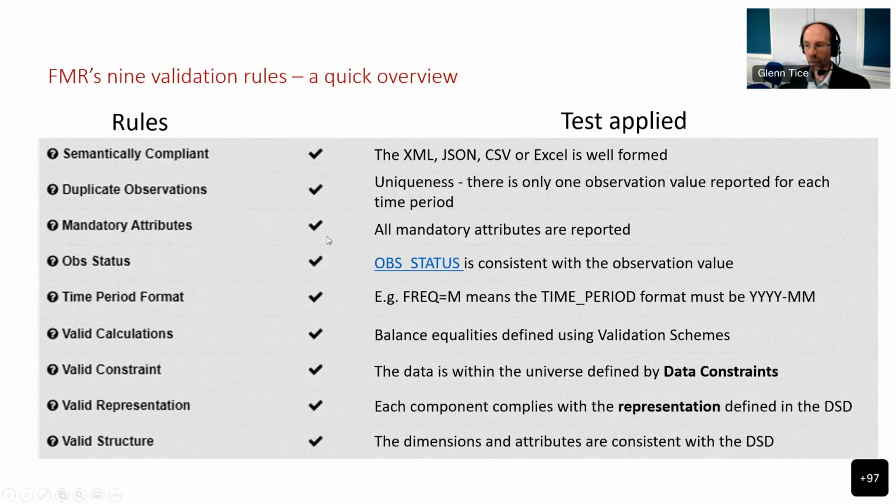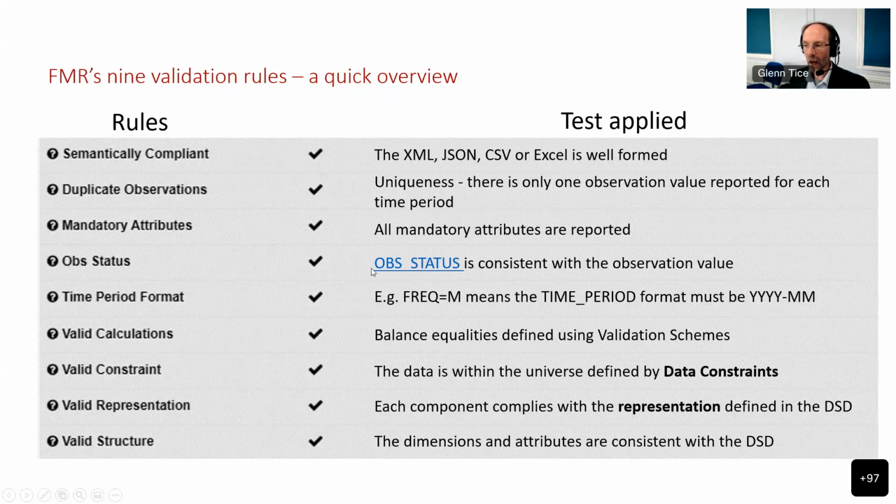So mandatory attributes, hopefully this is self-explanatory. This checks for whether mandatory attributes are reported. So if the data structure definition defines mandatory attributes, they must be reported. They must be in the data. If they're missing, then this validation rule will tell you which ones are missing.